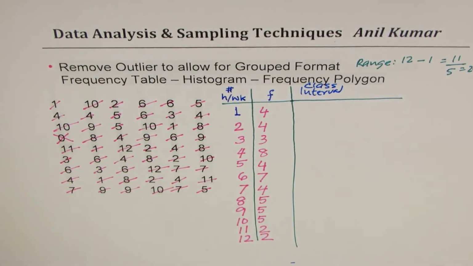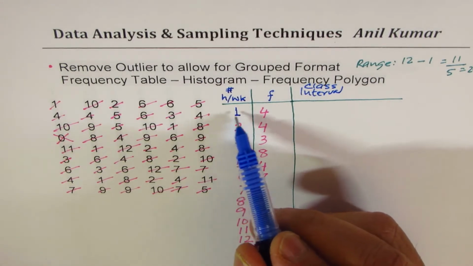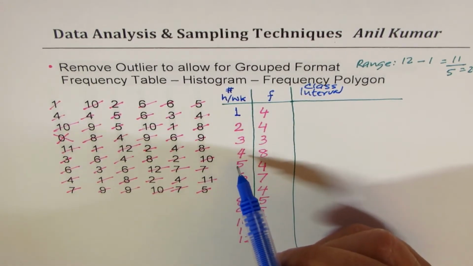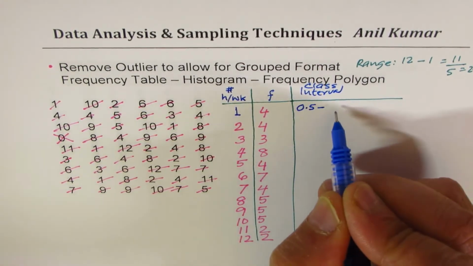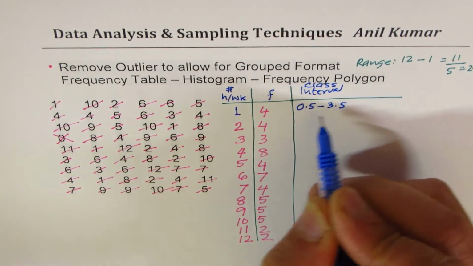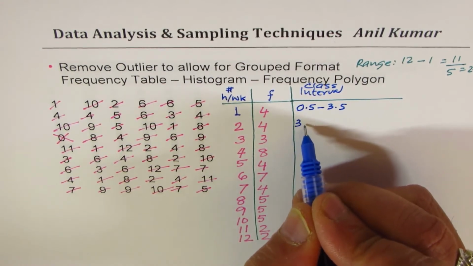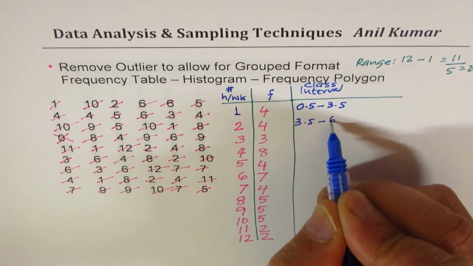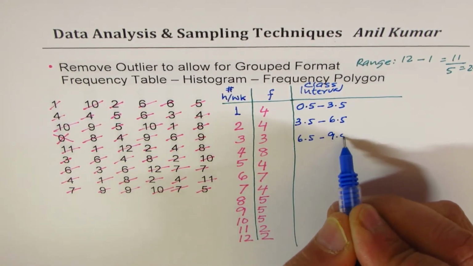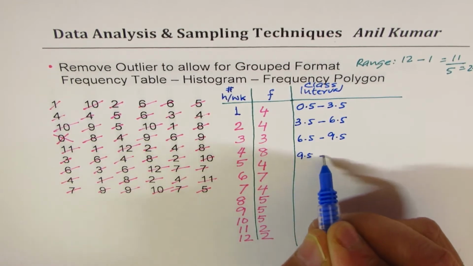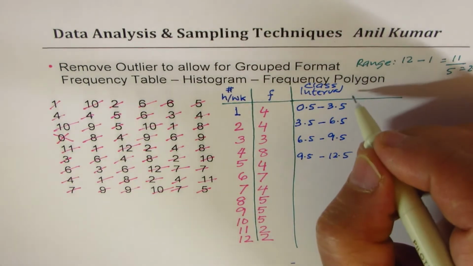Okay. Now to make discrete data continuous, it is good practice to use 0.5 so that all these elements can be taken care of. So we could have an interval from 0.5 to 3.5. That gives me the class interval of 3, right? And so we could now make it 3.5 to 6.5, and then 6.5 to 9.5, 9.5 to 12.5. So that takes care of all the elements which we have.